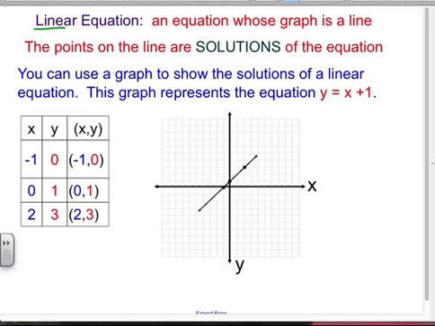I know that seems a little weird that you're going to be able to take an equation and represent it using a straight line, but we are. So these are linear equations, and they are equations whose graph ends up being a straight line on the coordinate plane.